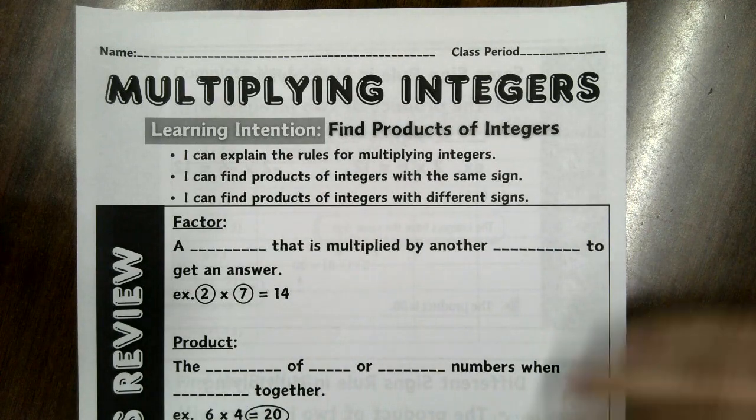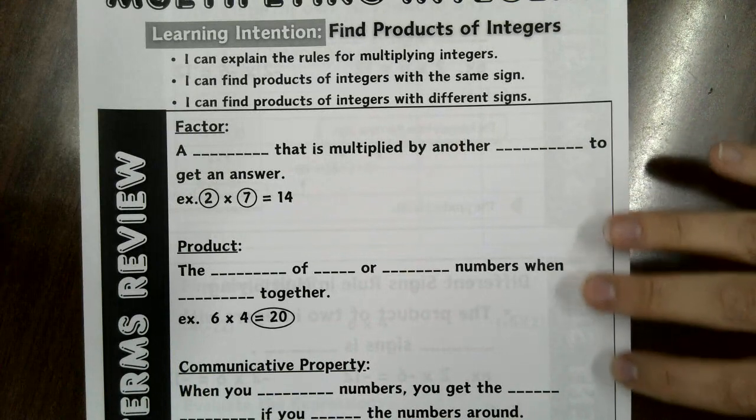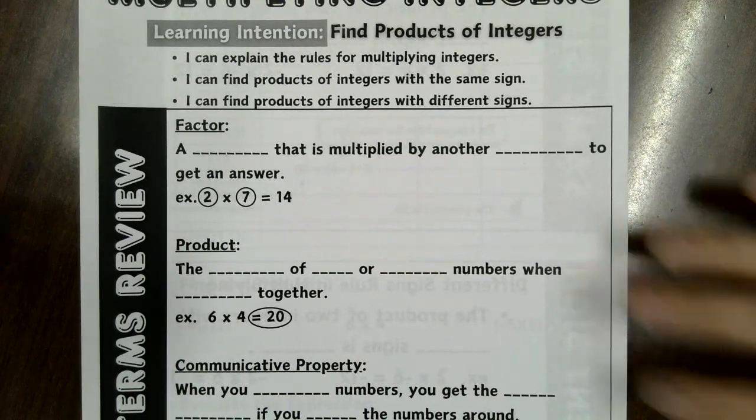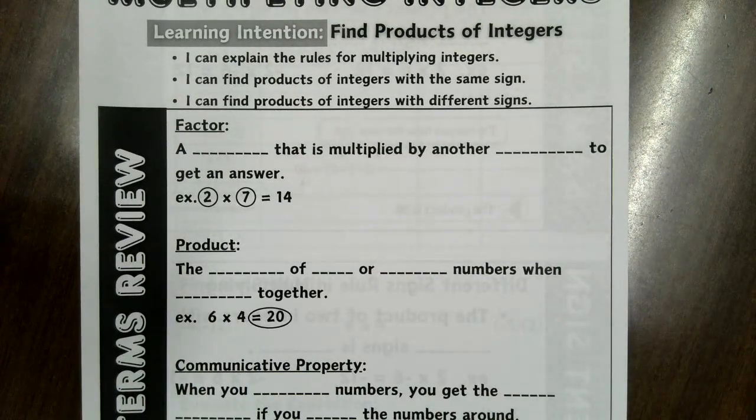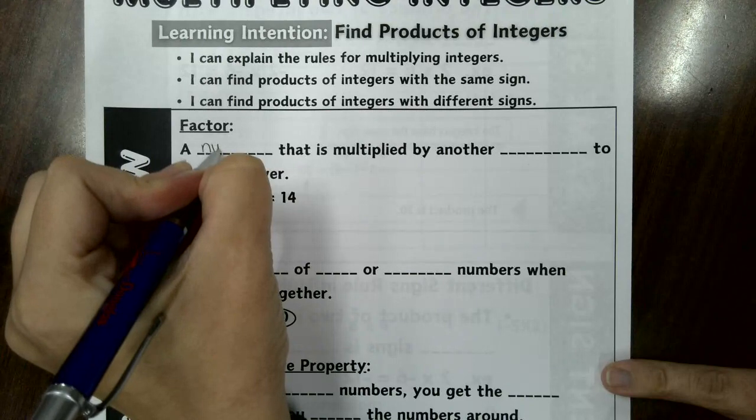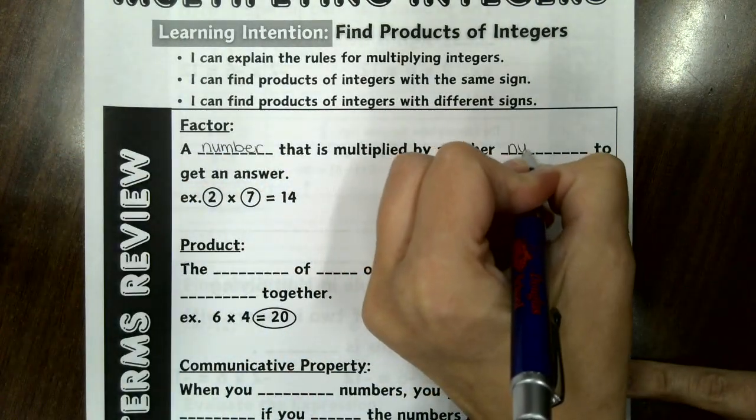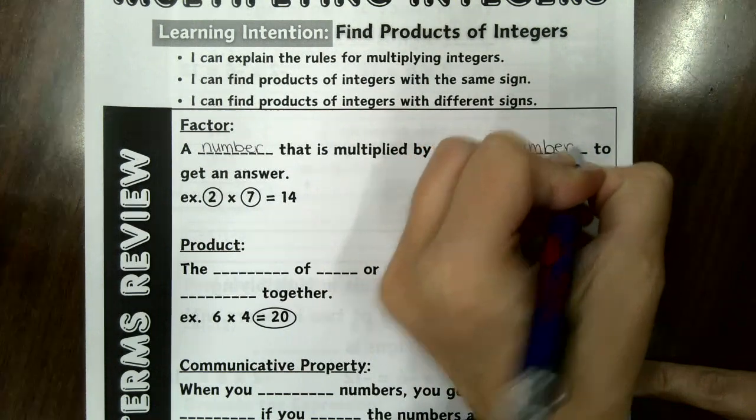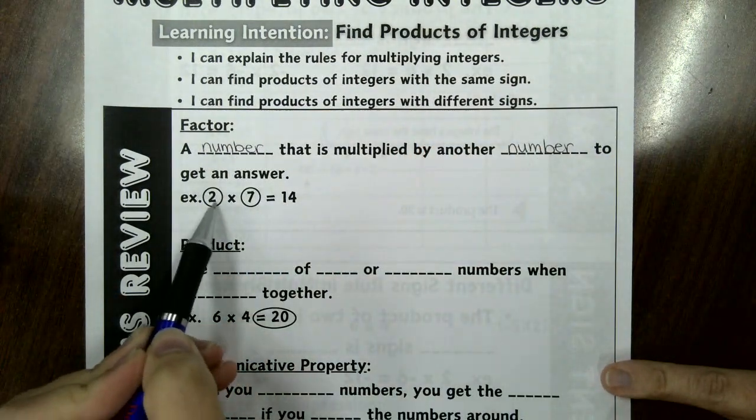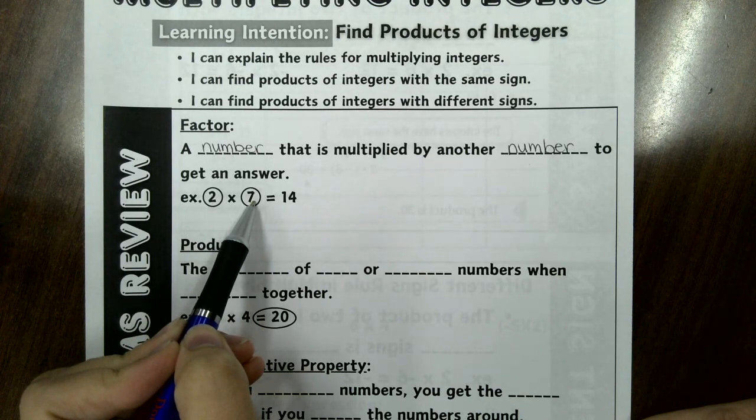So first we're going to do a key term review, which you can see on your page. The first key term that we need to make sure we remember is factor. A factor is a number that is multiplied by another number. In this example, 2 times 7 equals 14. The 2 and the 7 are the factors.